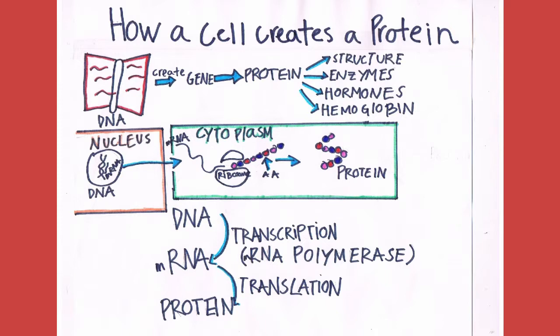In the cell nucleus, the DNA is copied into RNA in the process named transcription. The RNA goes to the cytoplasm, where it goes into the ribosome that translates the RNA into amino acids. Amino acids are the building blocks of proteins.